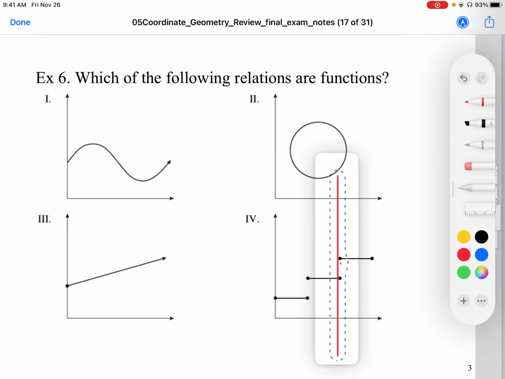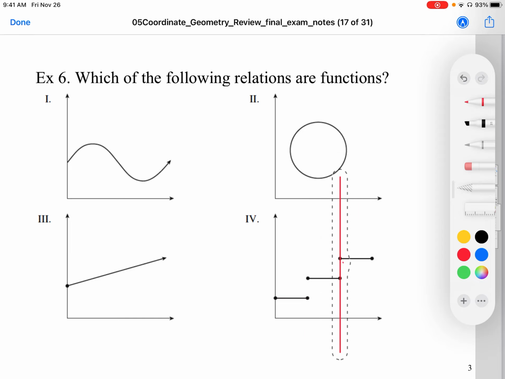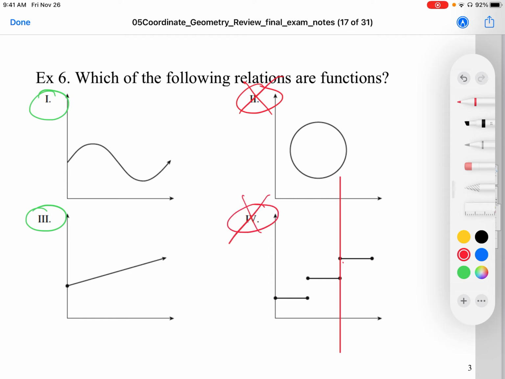Okay, same here. We have 2 points that overlap. One input has two outputs. It doesn't pass the vertical line test there, so this is not a function. It's a function for most of it, but just at those endpoints, it's not a function. So we have a function for 1 and 3, and 2 and 4 do not pass the function test.